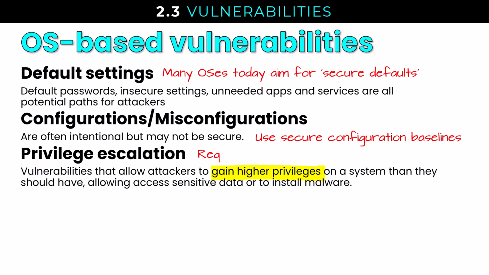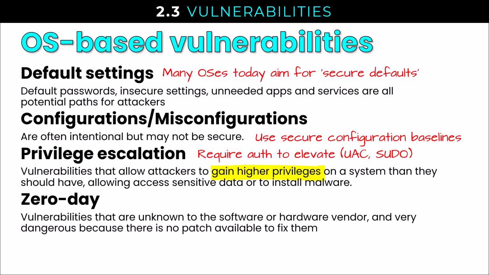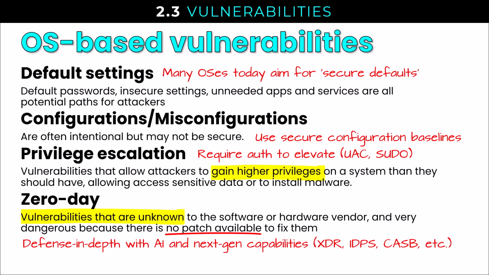The fix here is we require authentication to elevate, so that's user access control in Windows or sudo on Linux and Unix platforms. Zero-day are a category of vulnerabilities that are unknown to the software or hardware vendor and very dangerous because there is no patch available to fix them. Defense in depth with AI and next-gen capabilities that we see in XDR, extended detection and response, intrusion detection and prevention systems, as well as CASB, Cloud Access Security Brokers, can offer layers of defense to help identify potentially malicious behaviors and stop them before they become a full-blown attack.